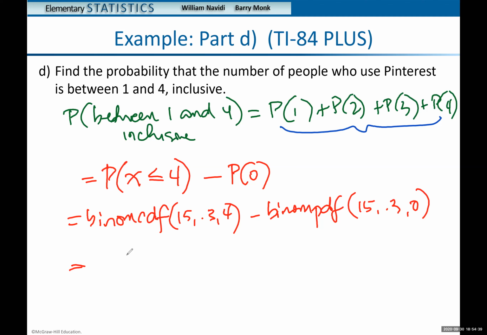All right, that is correct, 0.5107, very good. Any questions? All right, very good. So make sure to copy. You might see something like this.